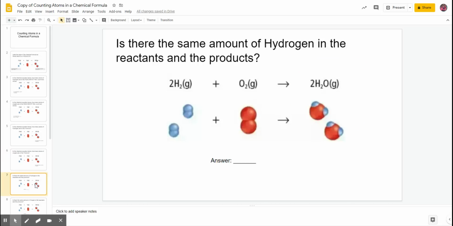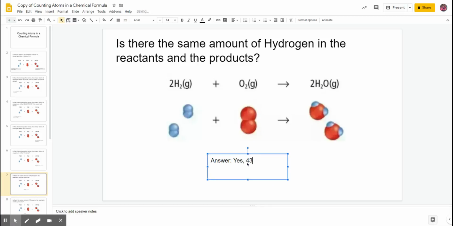Great. Is there the same amount of hydrogen in the reactants and the products? We can look back at our previous answers, or we can just do it again really quick. In the reactants, I see 2 times 2 is 4. In the products, I see 2 times 2 is 4. So, yes, 4 atoms of hydrogen in both. Great.